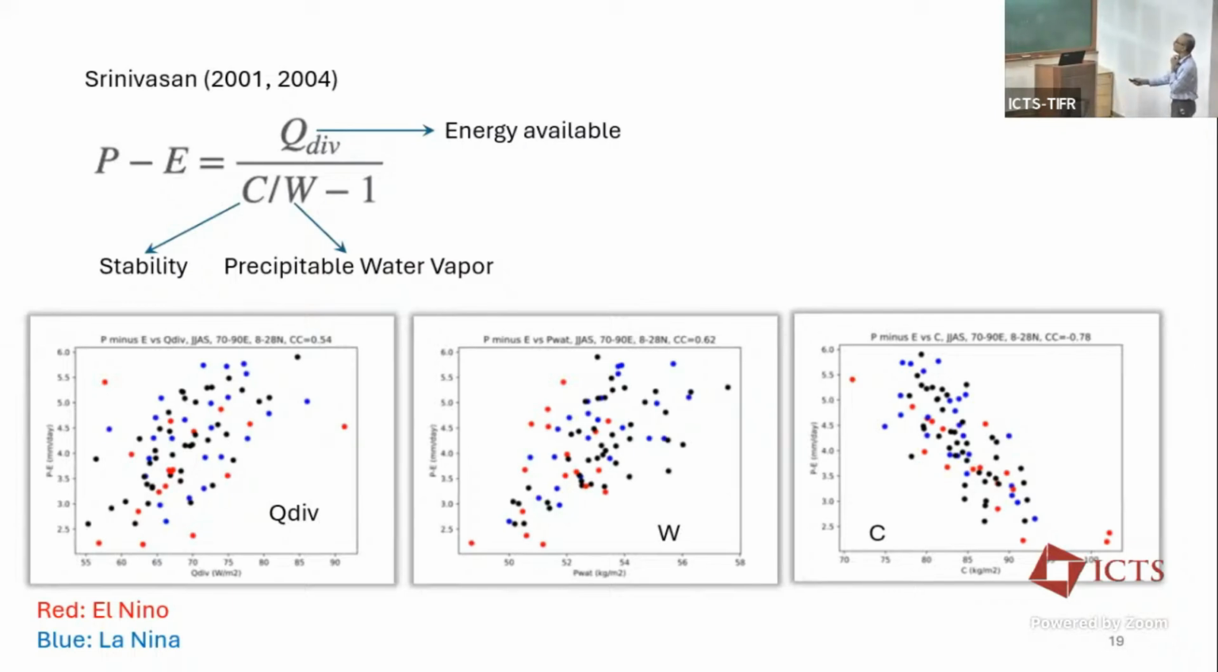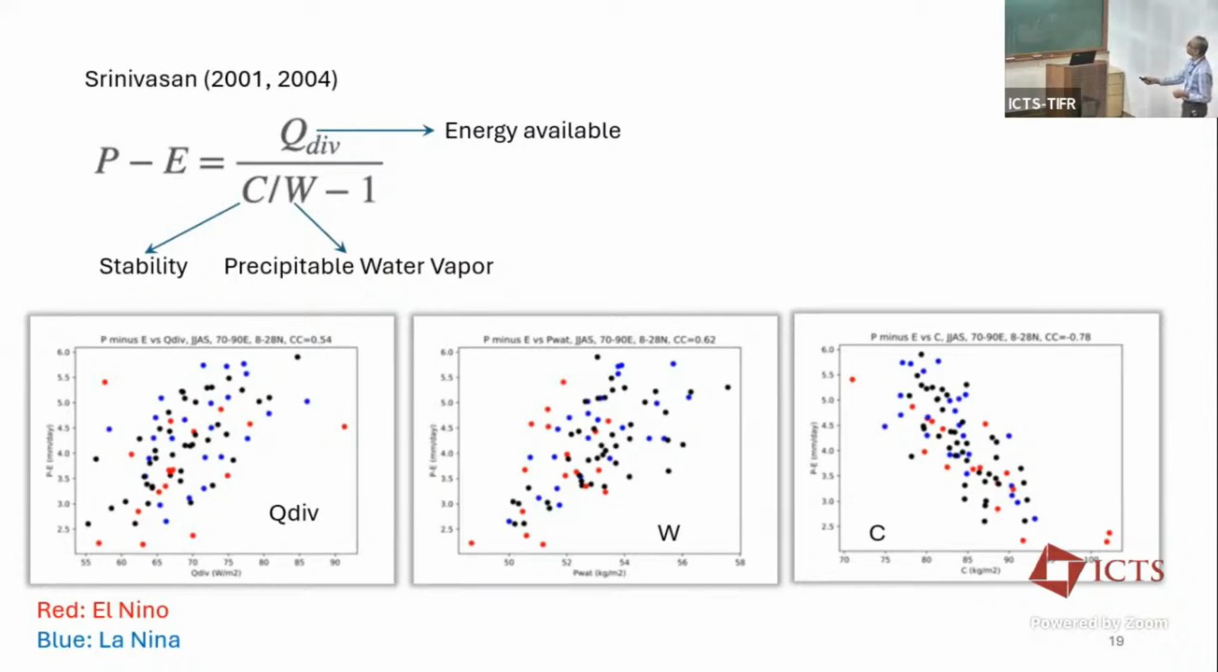What he did is write the moisture budget equation based on Neelin and Held and simplified it, and he wrote the rainfall minus evaporation over a column of the atmosphere in this simple form, where the energy available to the atmosphere is QDIF, that is the energy available at the top of the atmosphere as well as the surface, the total energy available to the atmosphere. That's divided by some stability parameter C divided by the total column water vapor over the column, the ratio of these two, minus 1.